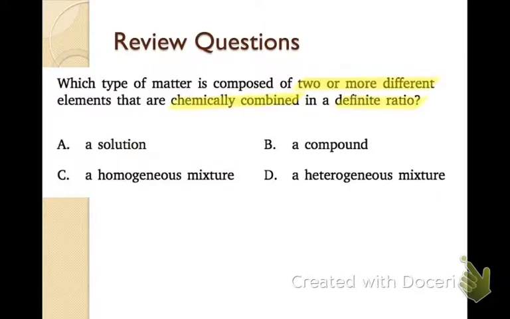So look back at your flowchart. When we have a definite ratio or fixed proportion, we're talking about substances. So substances, or pure substances, would be an element or a compound. Here we have 2 or more different elements, so we'll call that B, a compound.